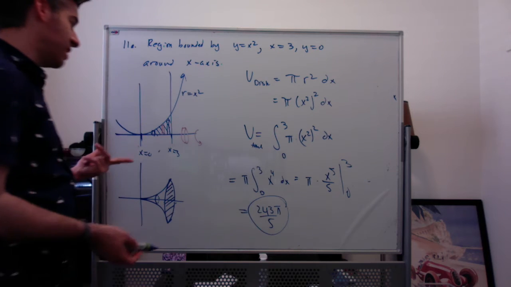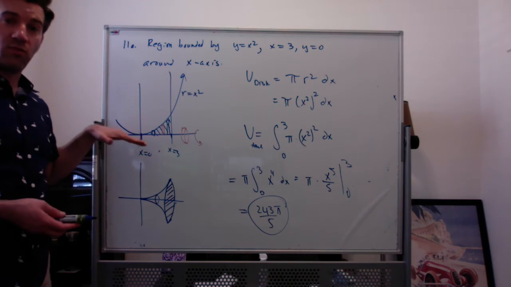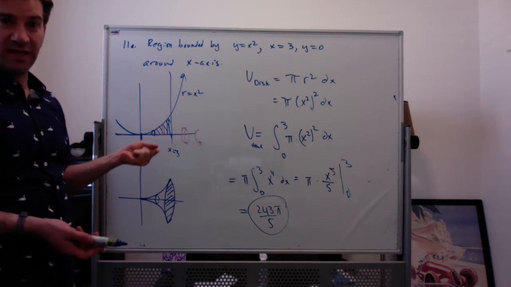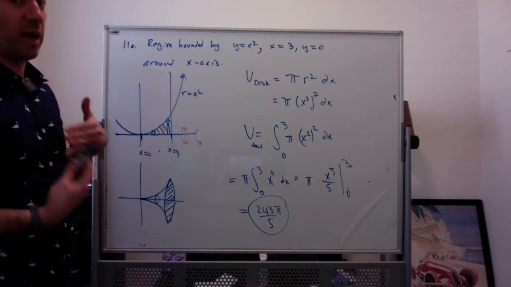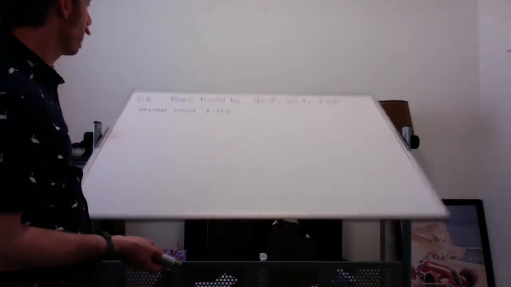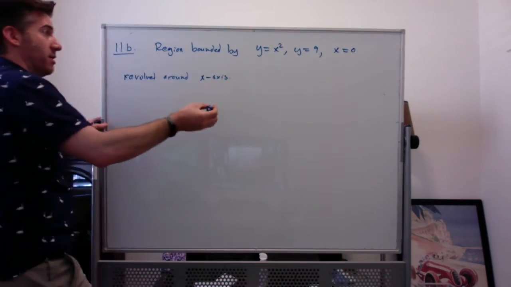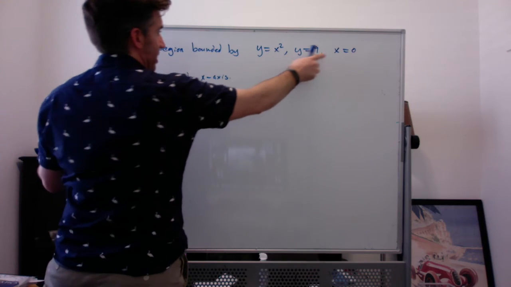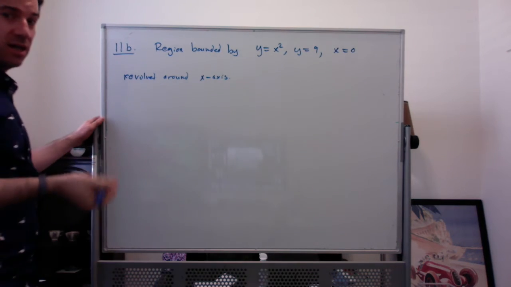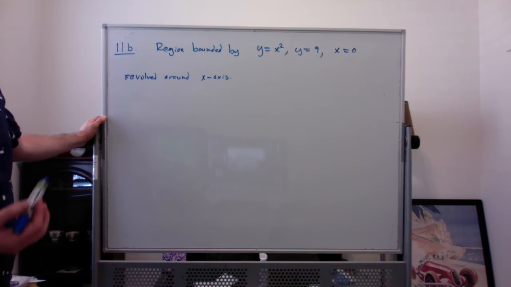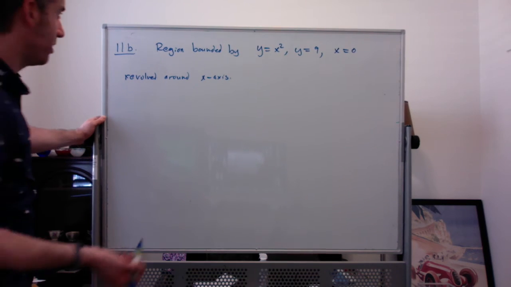So that's an example of the disk method, where the region is right next to, or flush with, the axis of rotation. Another way to say it is that your axis of rotation is one of your boundaries for the region. So y equals 0, the x-axis, was one of the boundaries. Here it's not. y equals x squared, y equals 9, x equals 0, around the x-axis. None of those are the x-axis. So we know we're going to have to use the washer method, not the shell method here.